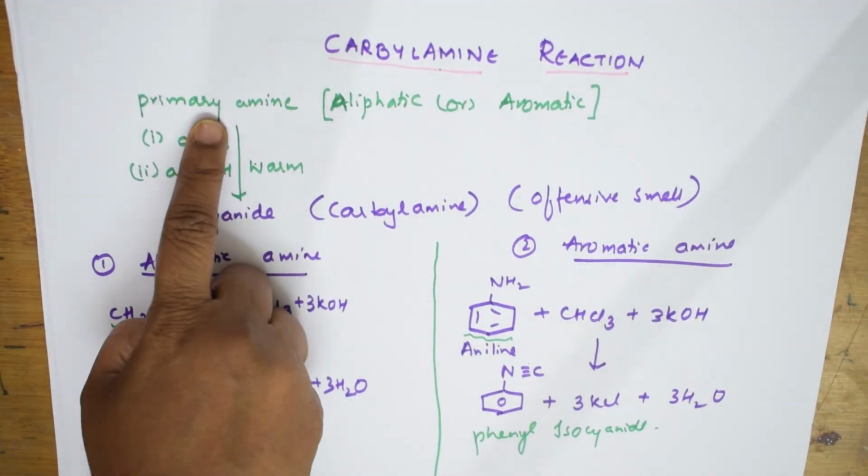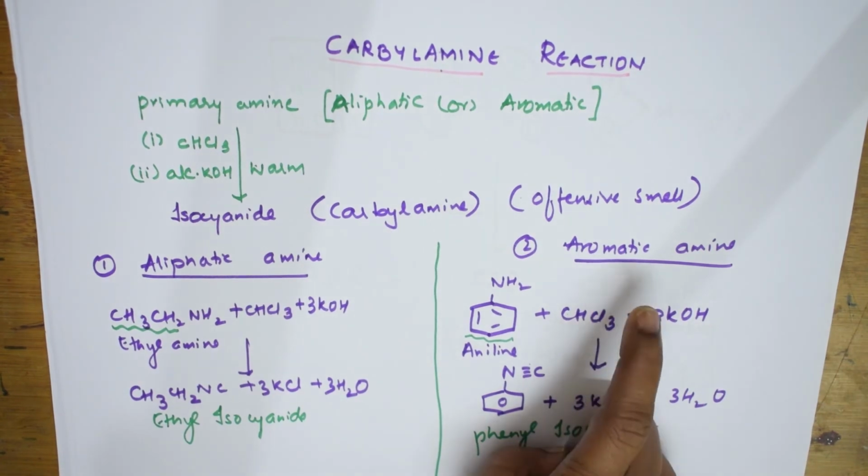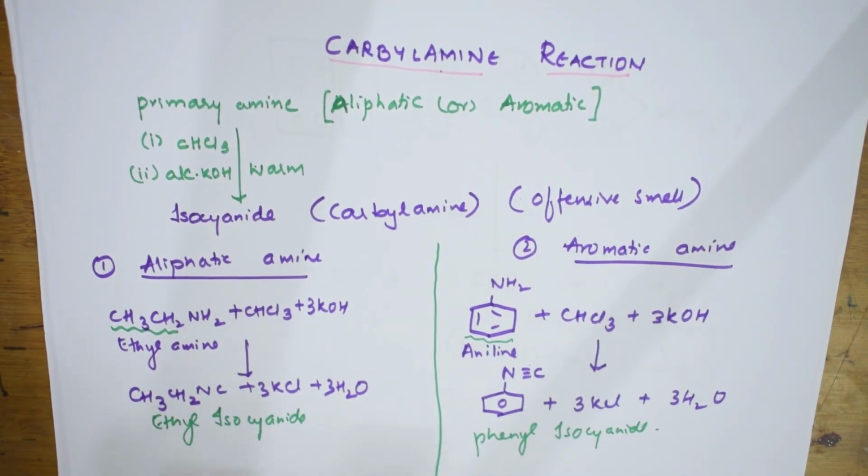Simple. Primary amine you require, that is aliphatic or aromatic, which I have written here. Then you require chloroform. Then you require KOH also, alcoholic KOH. Then, as I told you, you will get a product called ethyl isocyanide if you take an aliphatic amine. You will get phenyl isocyanide if you take an aromatic amine. Along with that, there is release of potassium chloride and water.